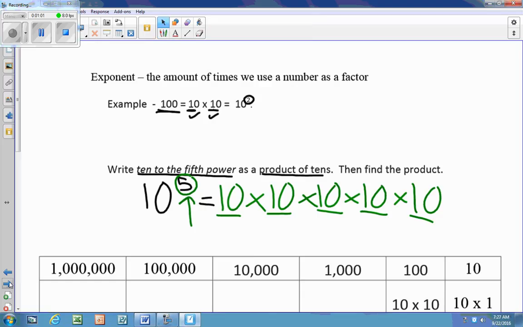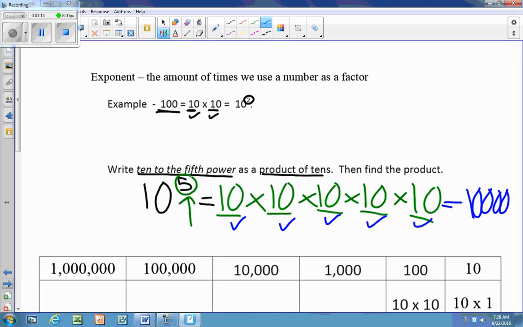Then it says to write the product. So to get the final answer, we have our 1, and we have 1, 2, 3, 4, 5 zeros. And we now have made our product of 100,000.